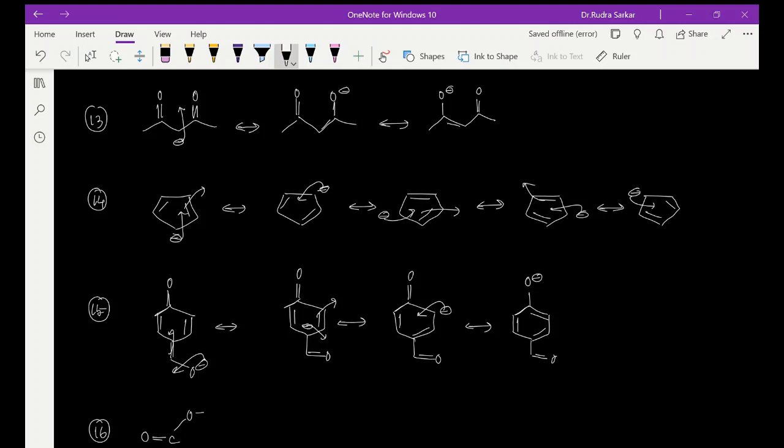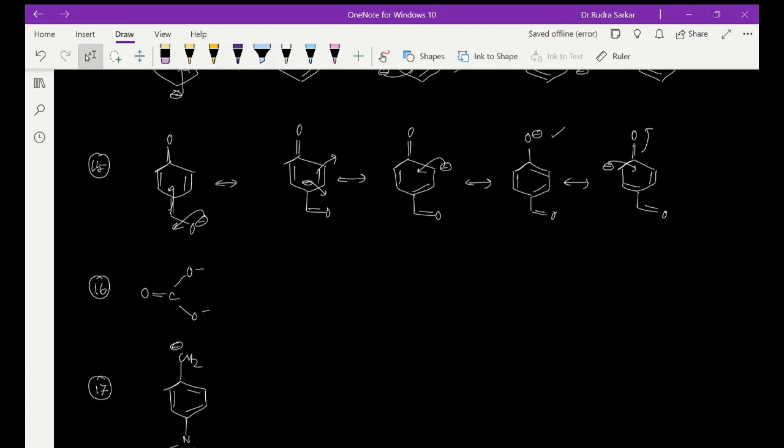Another side that it could have gone is this side. Okay, so for that also we need to draw the resonating structures. Let's not forget that. So it could have gone either way, and if that went in here, then we would have got this structure. Okay, so these are the number of structures that we would have got for a carbonate ion.